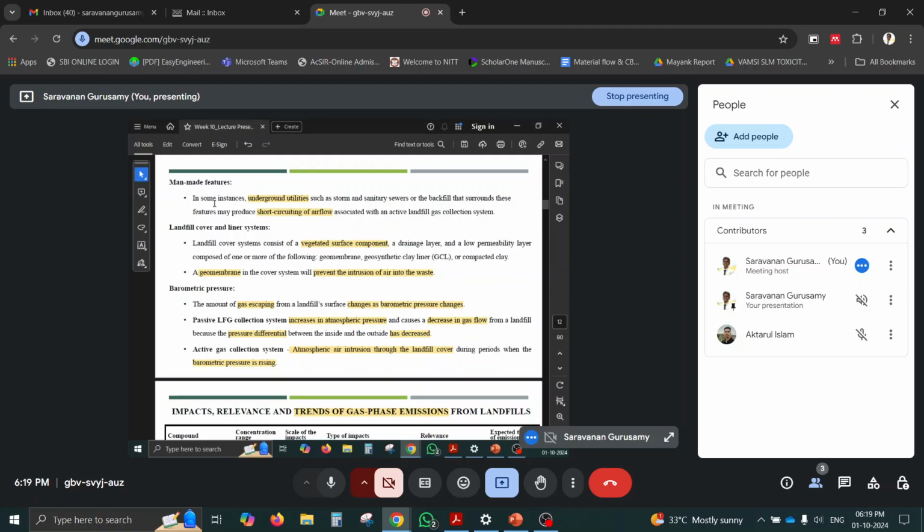Then the man-made features. Some of the underground utilities like storm and sanitary sewers and electrical cables, and shortcuts of this kind, will act as a short circuiting for this airflow. Okay, so that is again a factor.